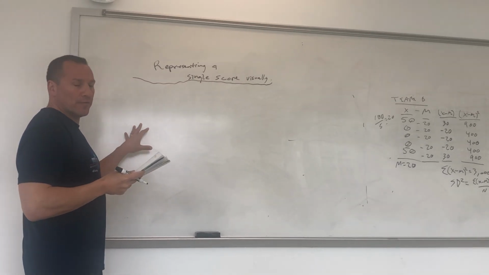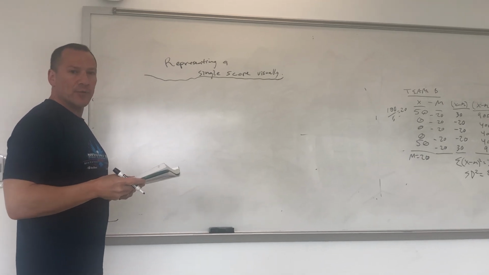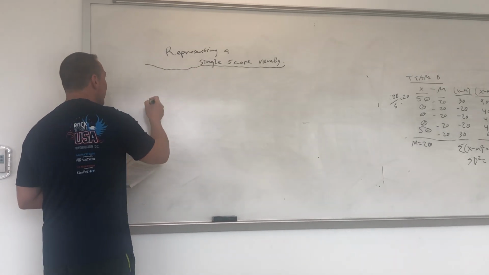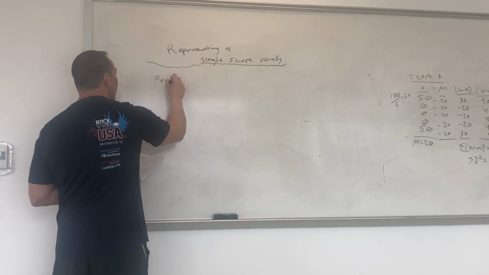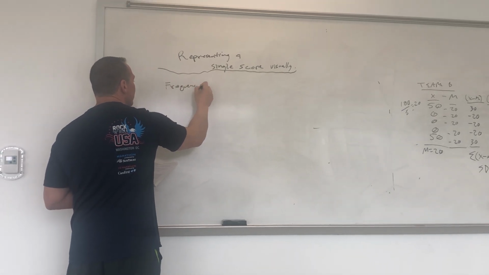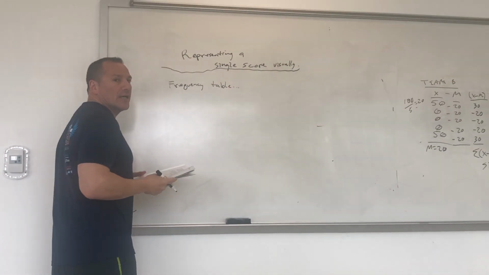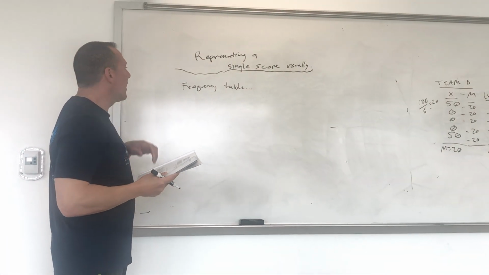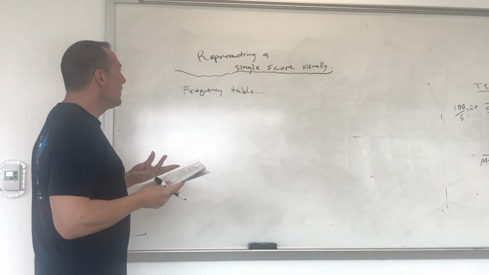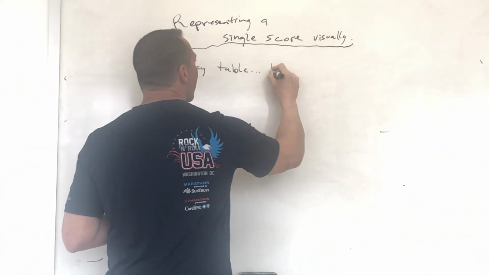Representing a single score visually. So there's a few ways that we can do this. The one thing that we're going to talk about is a frequency table. A frequency table represents how frequent different values are.